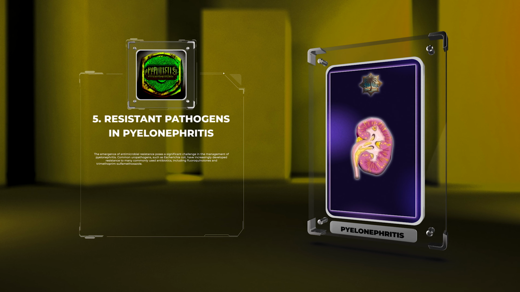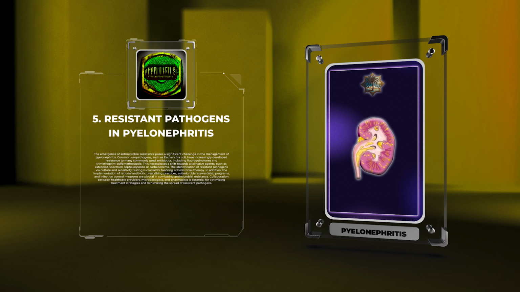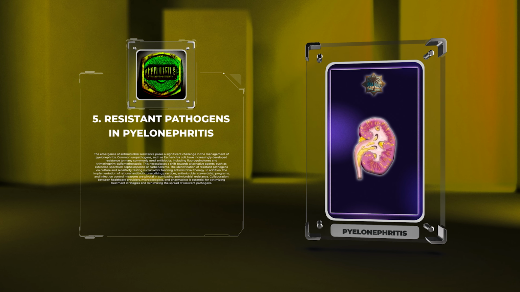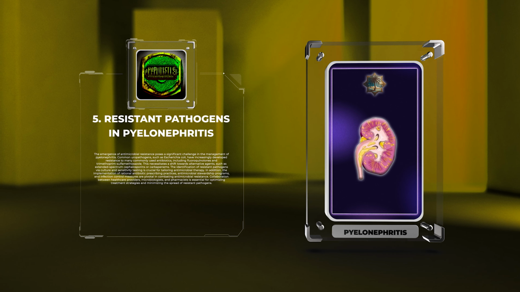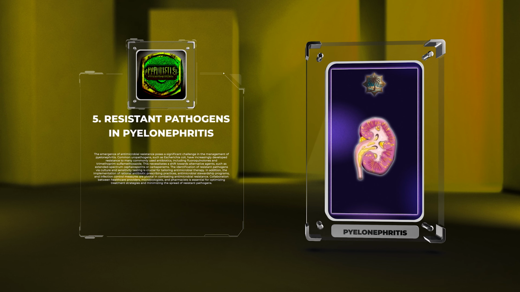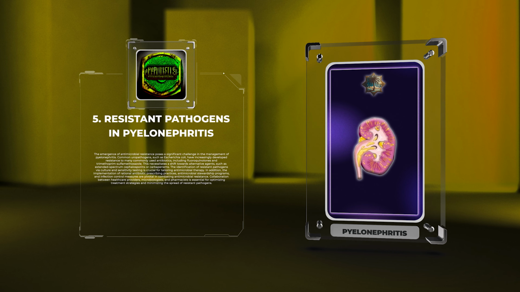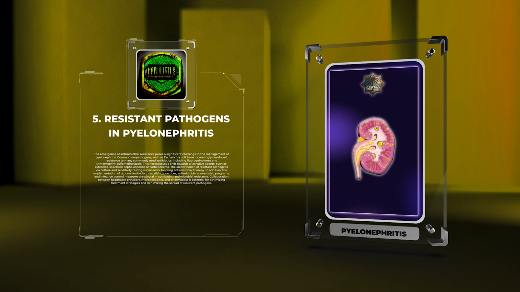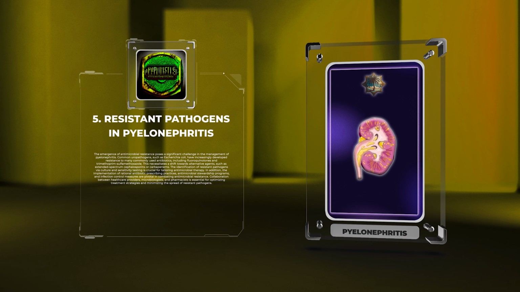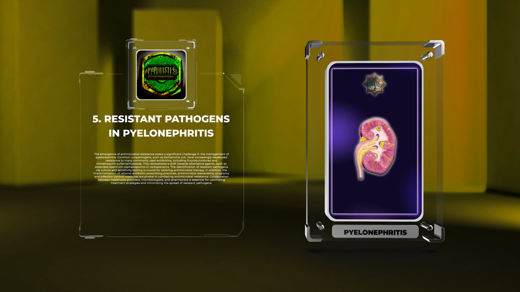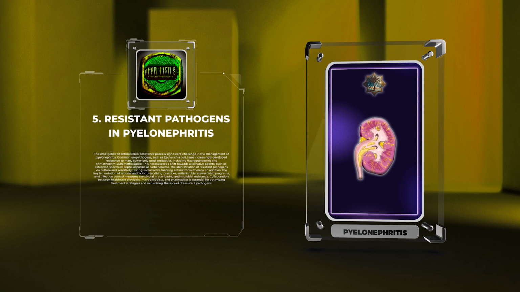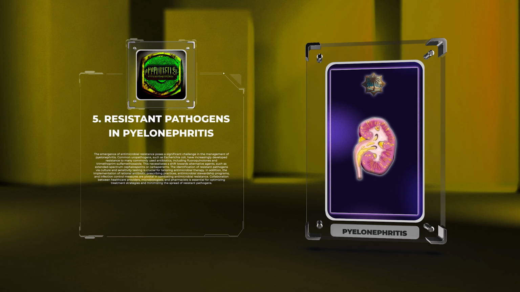The emergence of antimicrobial resistance poses a significant challenge in the management of pyelonephritis. Common uropathogens, such as Escherichia coli, have increasingly developed resistance to many commonly used antibiotics, including fluoroquinolones and trimethoprim sulfamethoxazole. This necessitates a shift towards alternative agents, such as extended-spectrum cephalosporins or carbapenems. The identification of resistant pathogens via culture and sensitivity testing is crucial for tailoring antimicrobial therapy.